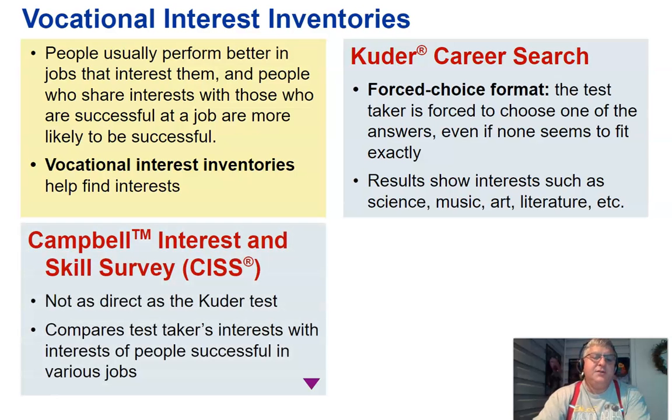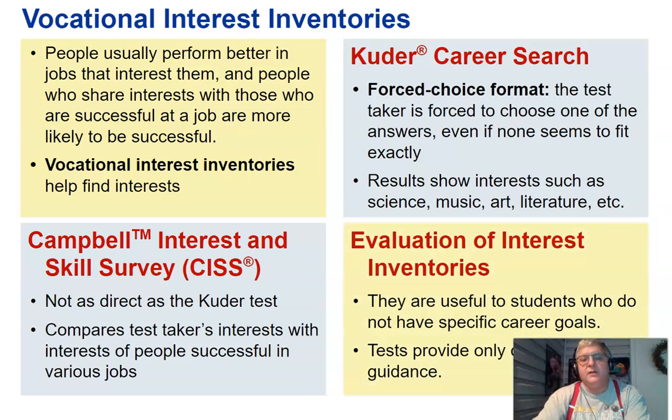The Campbell Interest Skill Survey, not as direct as the Kuder test, compares a test taker's interests with the interests of people successful in various jobs. Evaluation of interest inventories: they are useful to students who do not have specific career goals, and tests provide only one source of guidance.